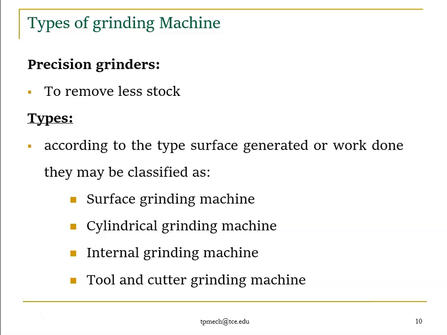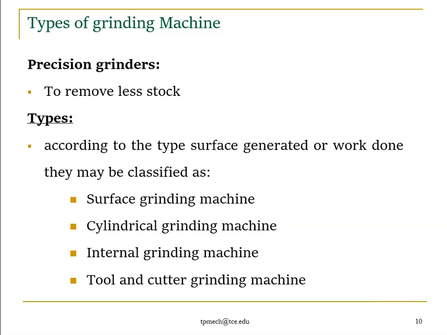So we have types. Based on the surface generated, we have many classifications. One is the surface grinding machine, where the surface of the workpiece may be ground, right? The cylindrical grinding machine, where the cylindrical workpiece may be ground. The internal grinding machine, where internal structures may be ground.